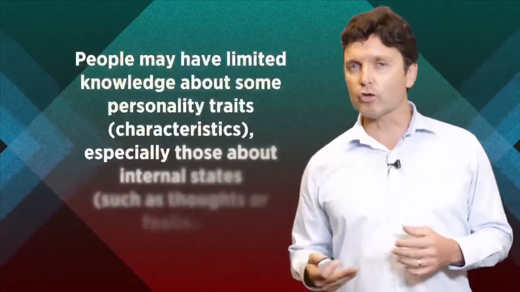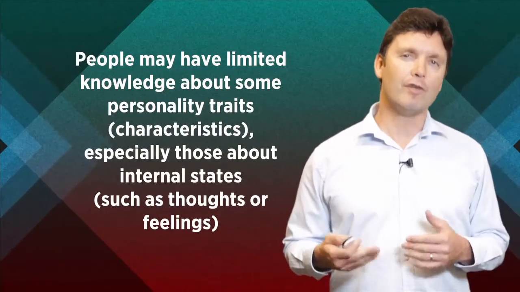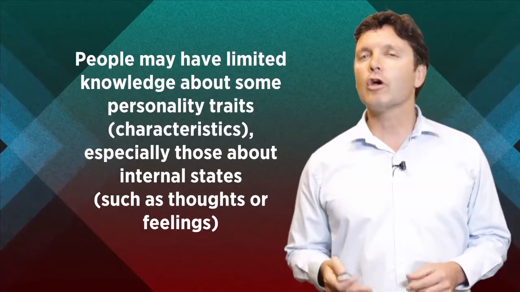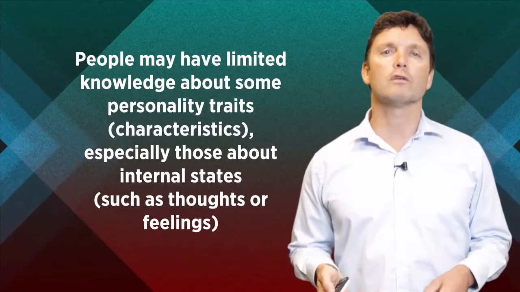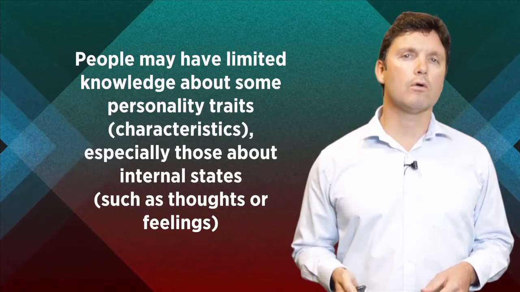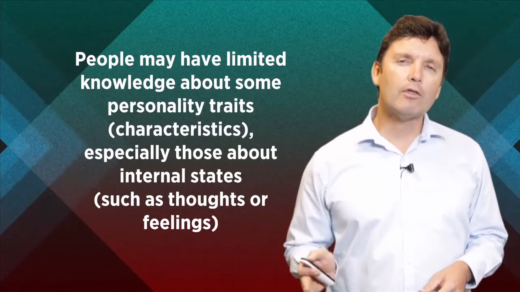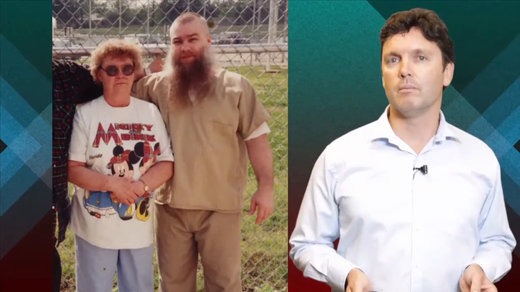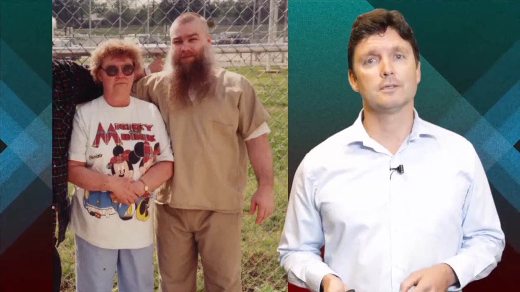Like self-reports, these informant reports assume that others are able and willing to provide accurate information. Another issue with informant reports is that people may have limited knowledge about some personality traits or characteristics, especially those internal states such as thoughts and feelings. How do they really know what someone's thoughts and feelings are? And how do they know what they're thinking or feeling? And of course, other informants may be motivated to lie. For example, a mother of a murderer might say, "He could never hurt anybody." Obviously, perhaps a biased assessment.